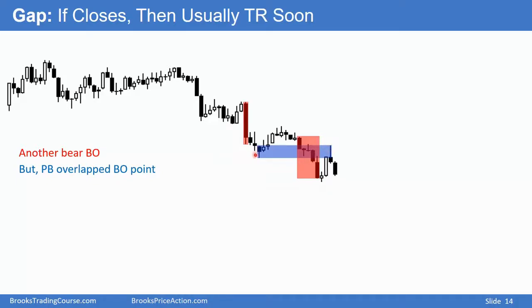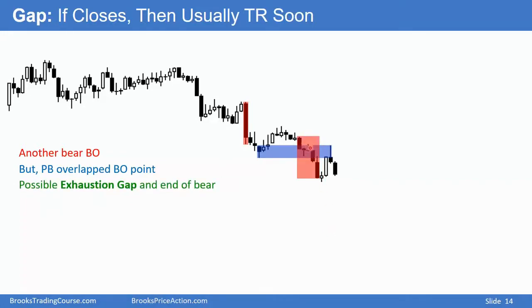Whenever the pullback overlaps the breakout point, if the pullback does not overlap it by very much, I call it a negative gap, and it sometimes also leads to a measured move. From the top of the bear trend to the middle of that gap, maybe the market will fall for a measured move. This is overlapping by more than what typically happens if you're going to get a measured move down, but it still could result in a measured move down.